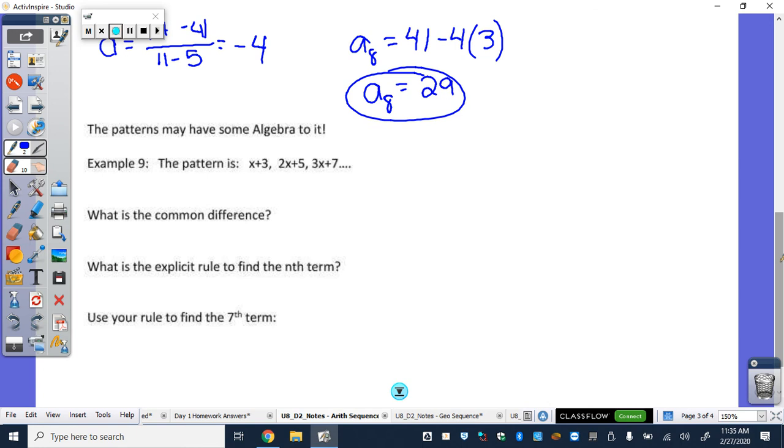Sometimes our patterns do involve some algebraic expressions in there. So in our next example, we have x plus 3, 2x plus 5, 3x plus 7. What is our common difference? Again, some people can probably just look at it and they can already figure out what it is. If you can't, any term minus the one before it. So I can do my second term minus my first term. We would end up getting x plus 2.